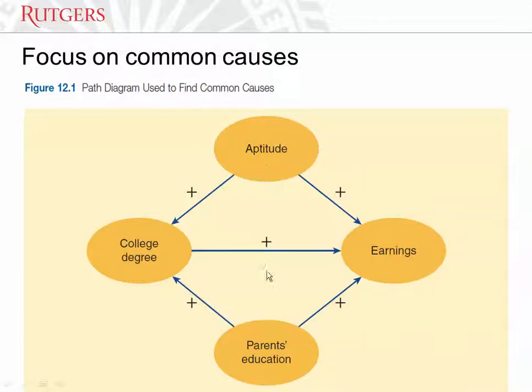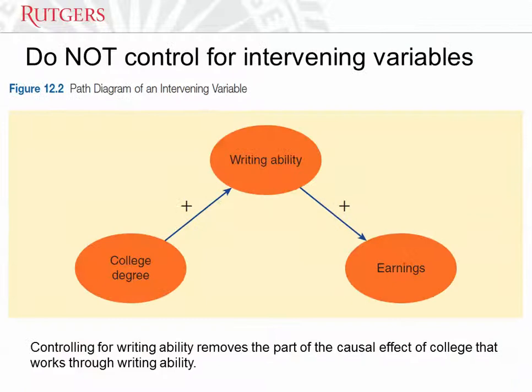And that's what these common causes are. And those sorts of variables are the best candidates, or good candidates, for control variables. And what we don't want to control for is something that might represent the causal mechanism, or the way in which X has an influence on Y.